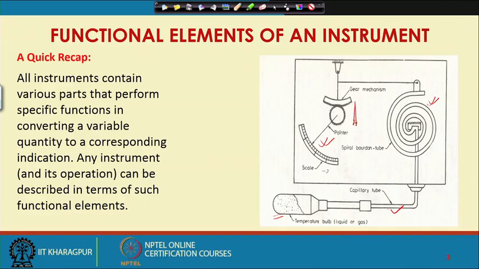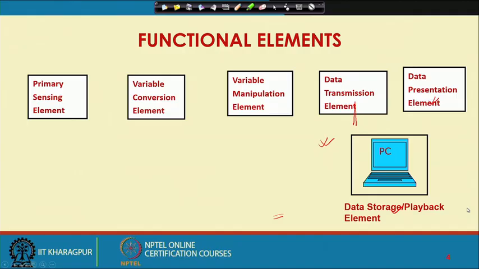So, we identified these functional elements: primary sensing element, which first receives the information about the measured quantity; variable conversion element, which converts the output of the primary sensing element to another form which may be more appropriate for the purpose of measurement; variable manipulation element, which changes the magnitude of the output of the variable conversion element; data transmission element, which transmits data from one point to another; data presentation element, which presents data to the observer through the pointer, and there can be a data storage or data playback element as well.